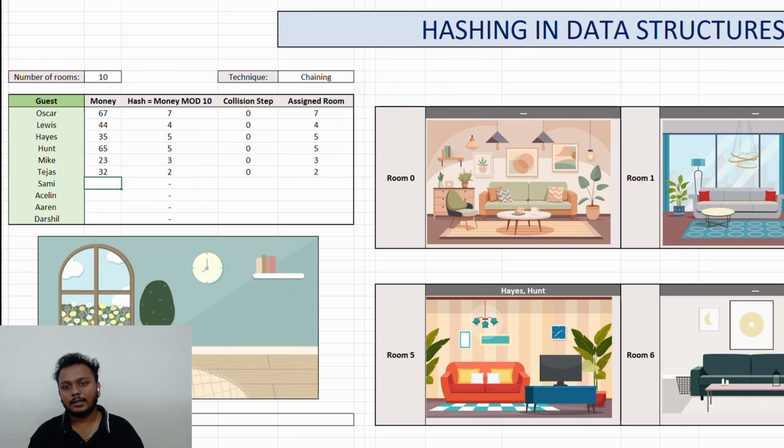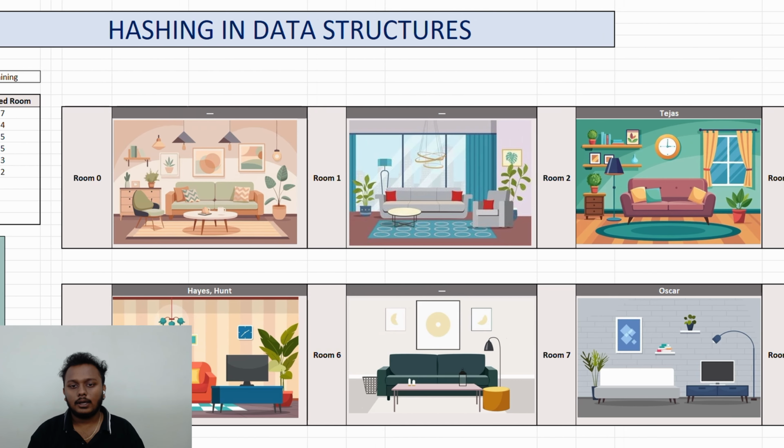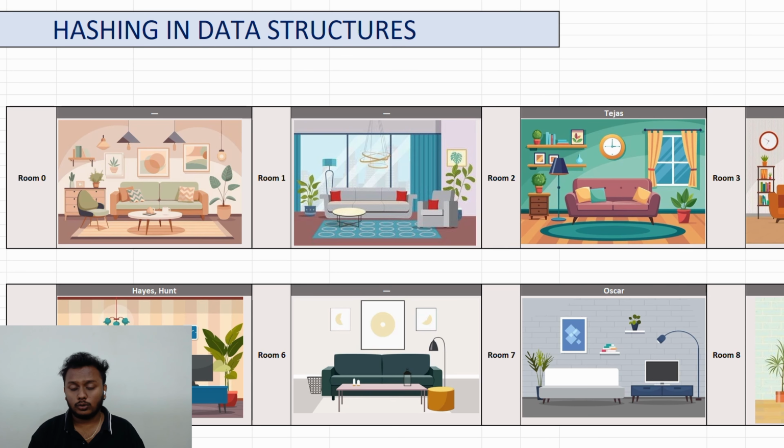After applying the hash function, the hash value is 2. We get this from the calculations we have performed on the modulus of the money with the number of rooms. So in this case, it's 32 mod 10. I am assigned to the room number 2 with no collisions since that room was already empty.